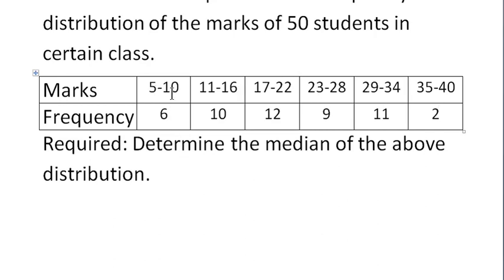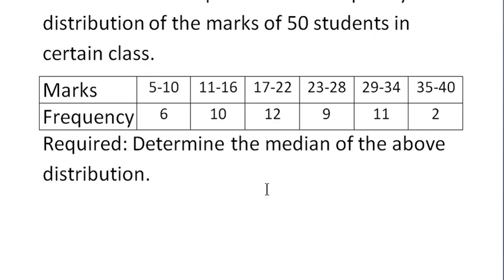We have 5 here, we have 10 here. 5 is the lower limit of the first class, then 10 is the upper limit of the first class. 11 is the lower limit of the second class, and 16 is the upper limit of the second class. Then in the third class, 17 is the lower limit and 22 is the upper limit, and so on and so forth.